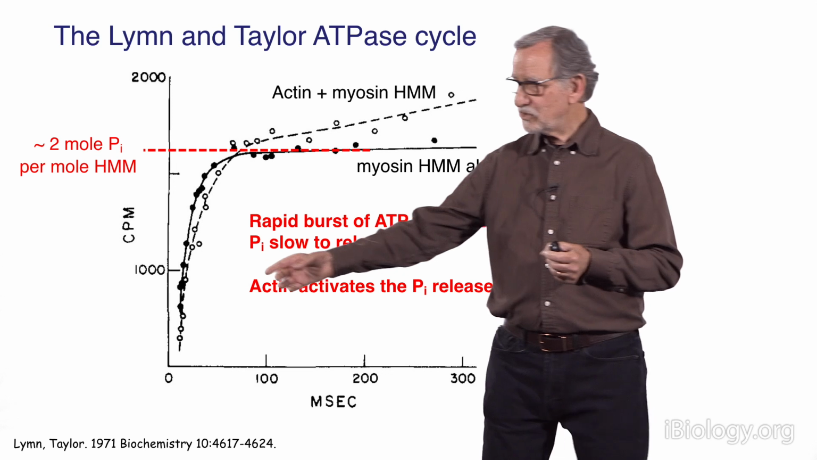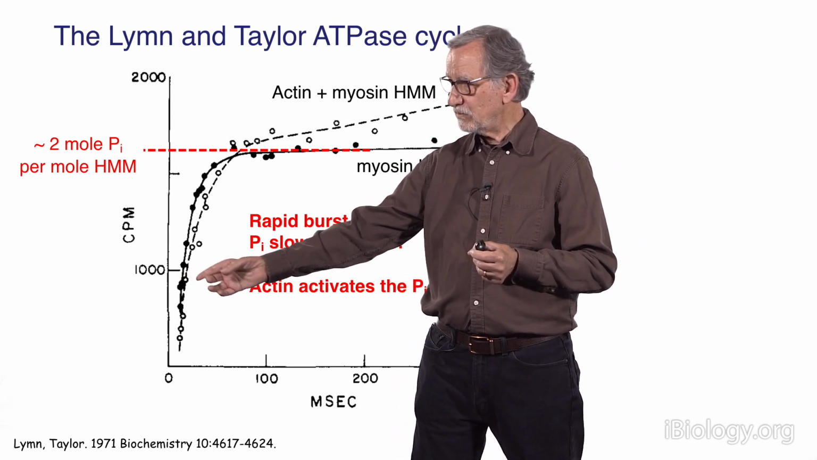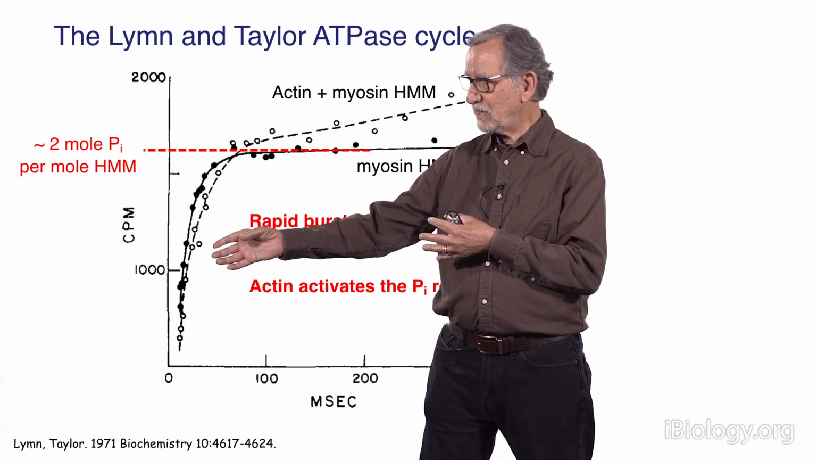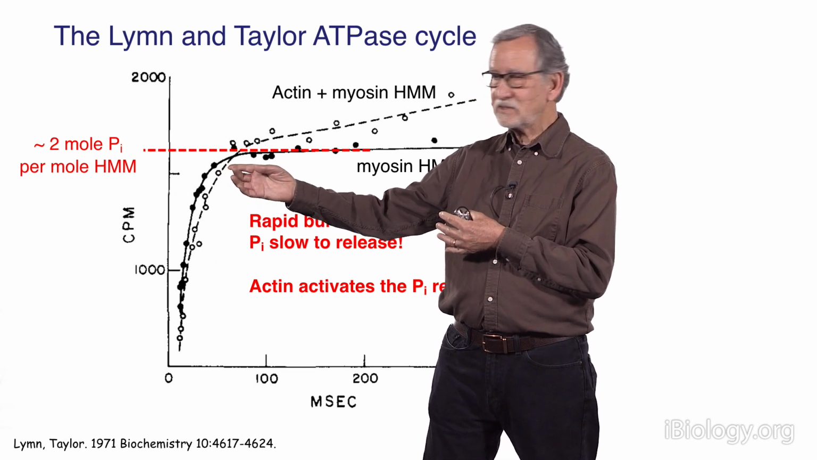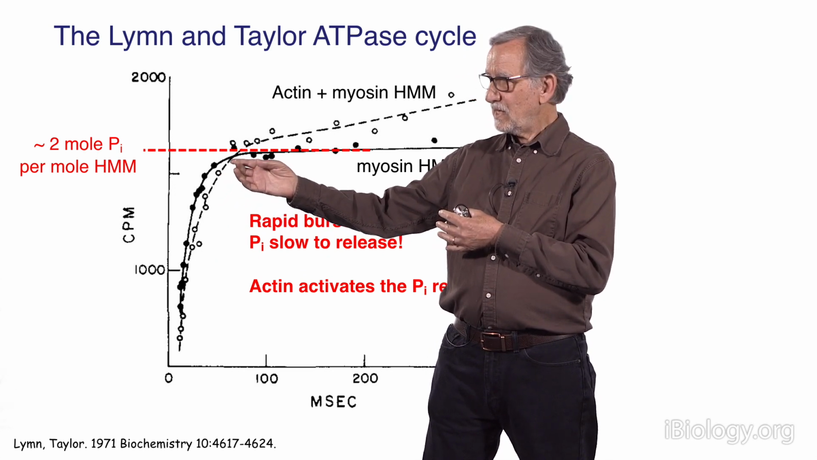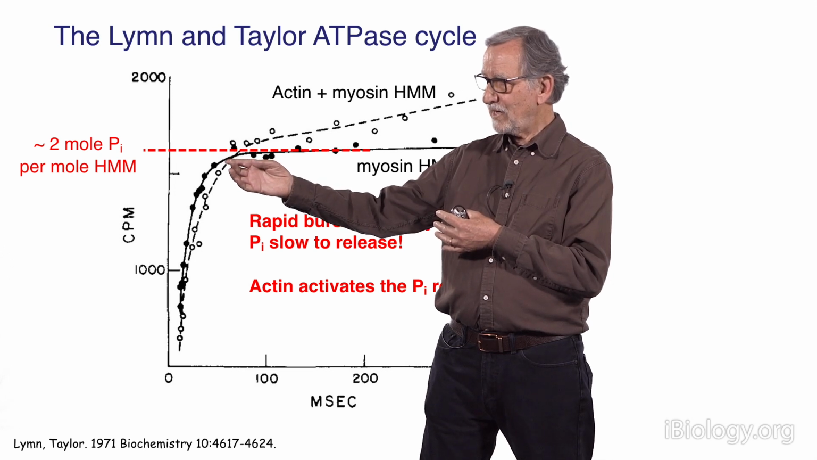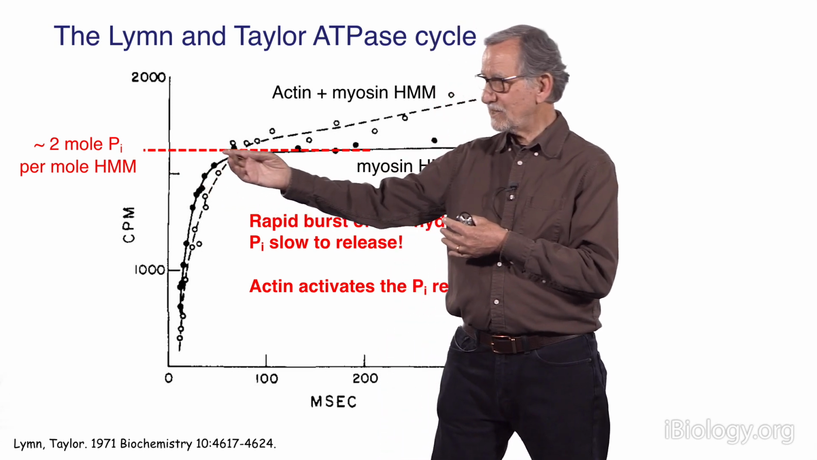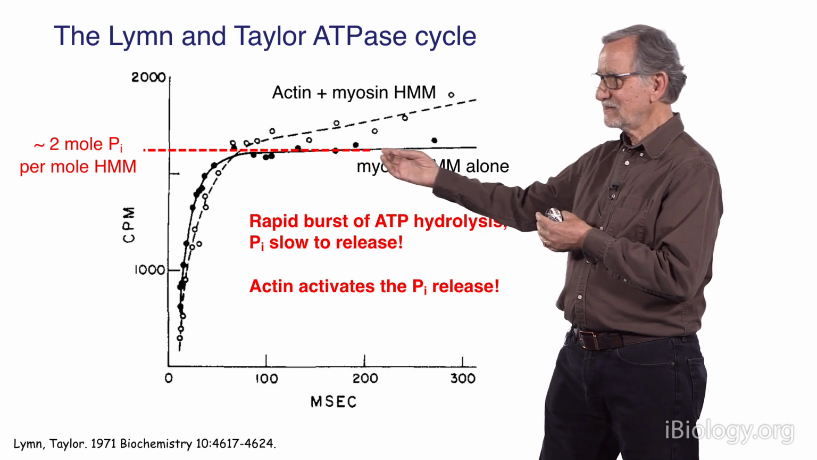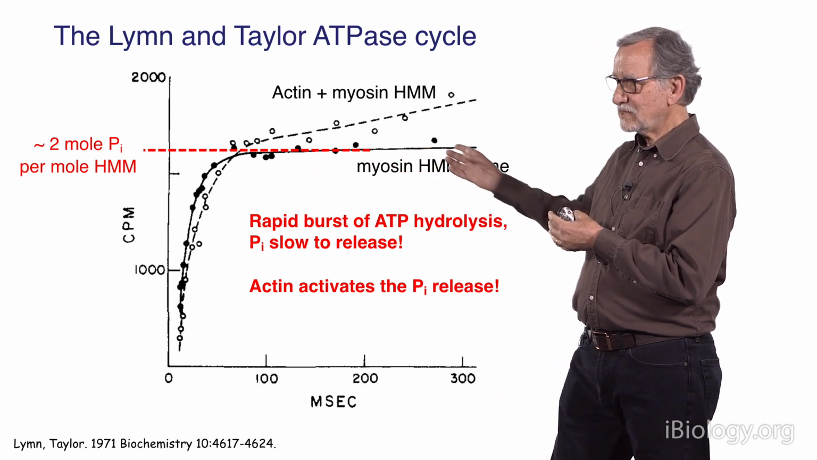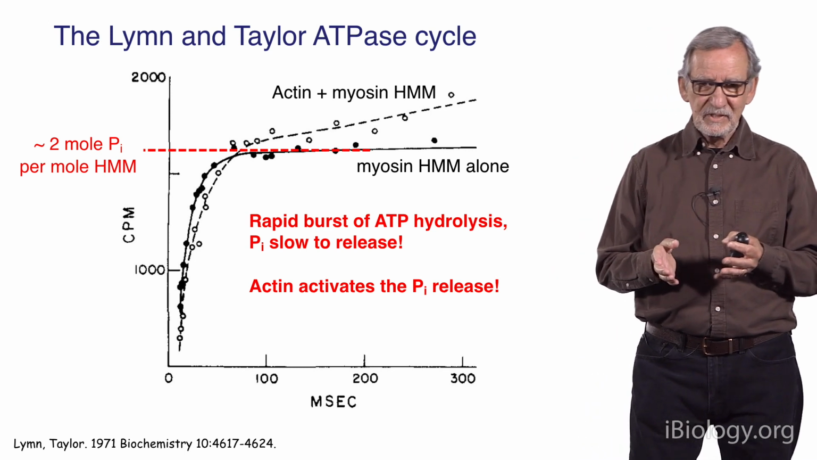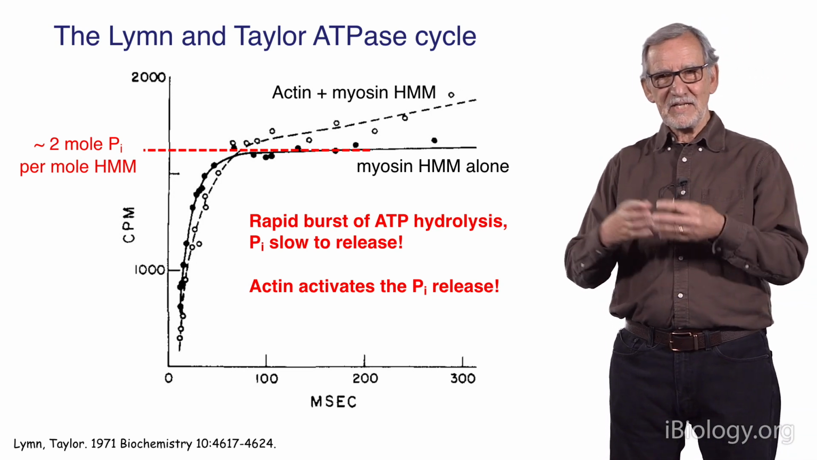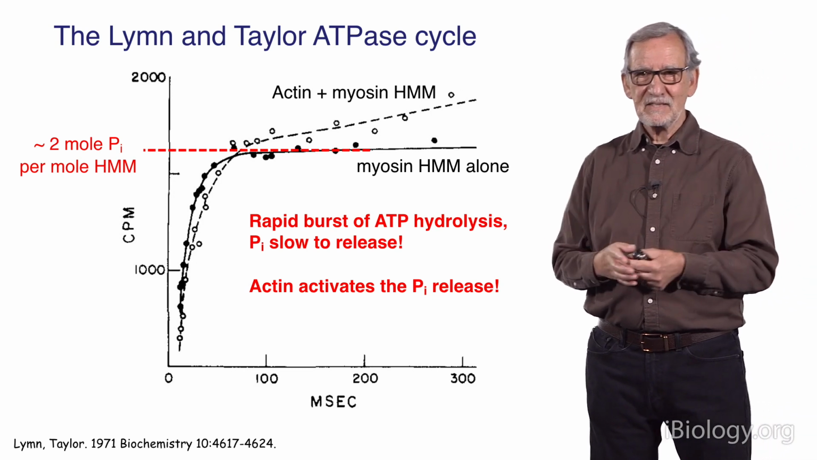The striking result that you can see here is that the myosin alone, which is the dark circles, hydrolyzes the ATP within just a few milliseconds, even in the absence of any actin being around. And since HMM has 2 heads, what they found was about 2 moles of ATP, 1 per head, were hydrolyzed, and then nothing much more happened. It was flat. So it was clear that the myosin alone had the capability of hydrolyzing the ATP, but it could not let go of the ADP and phosphate, which remained in the active site.